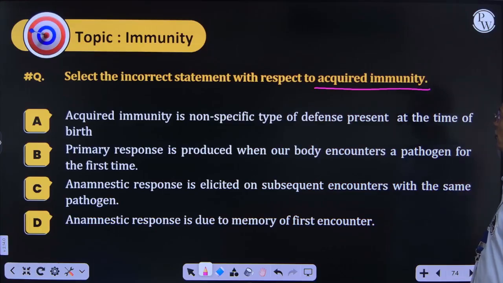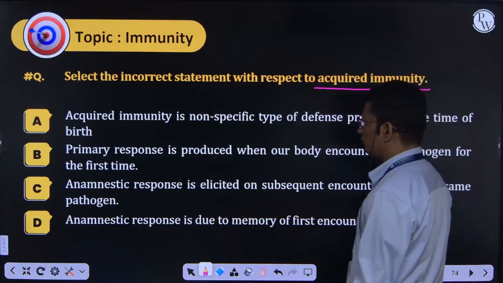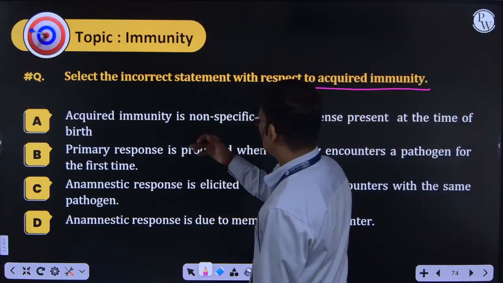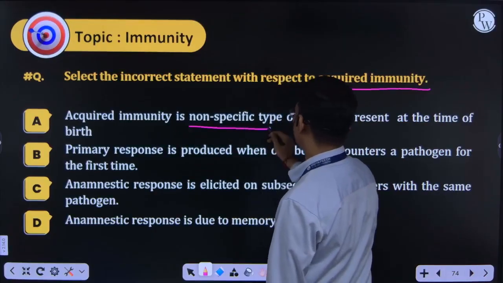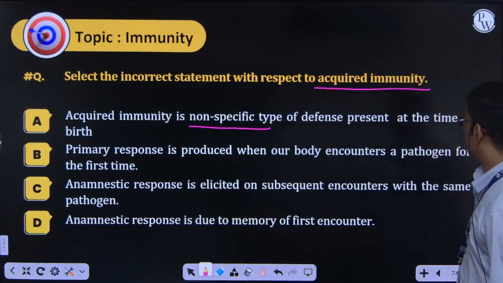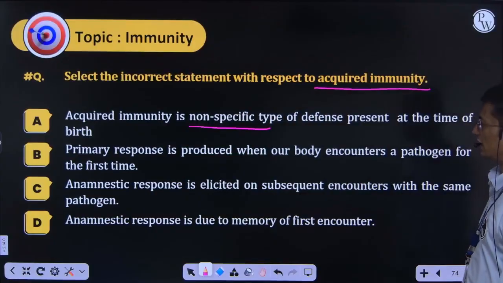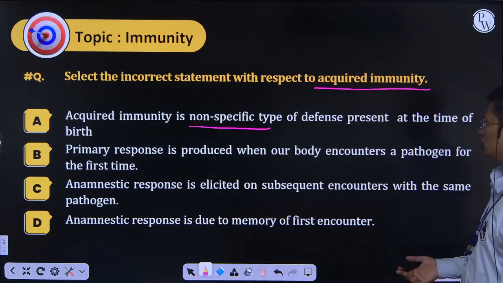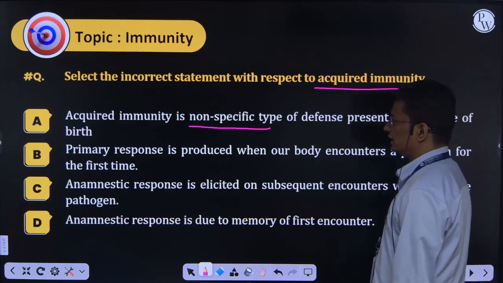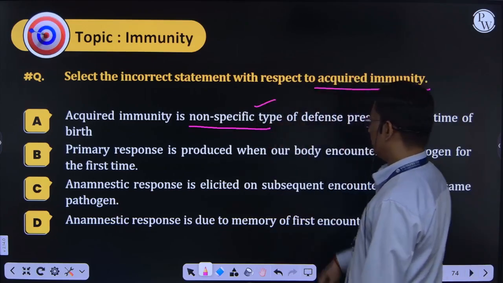Select the incorrect statement with respect to acquired immunity. Acquired immunity means the immunity the person acquires during their lifetime, and it is specific to a pathogen. The statement that acquired immunity is non-specific is wrong; it is specific. Defense present at the time of birth is congenital. After birth, what the person acquires is acquired immunity. So this is the incorrect one.